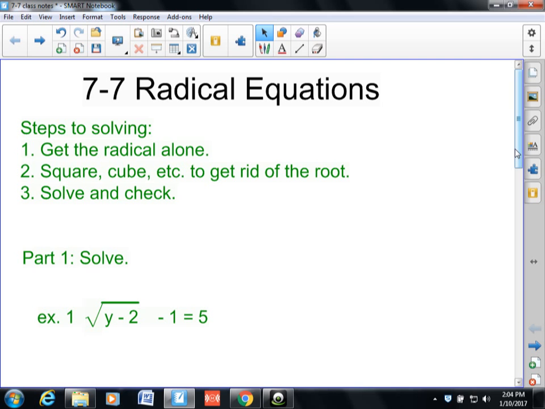First, get the radical alone. Second, square or cube or whatever we have to do to get rid of the root. And then third, solve and check. It is really important that you check to make sure that your solution works. You're going to run across times where maybe that solution isn't really a solution after all.